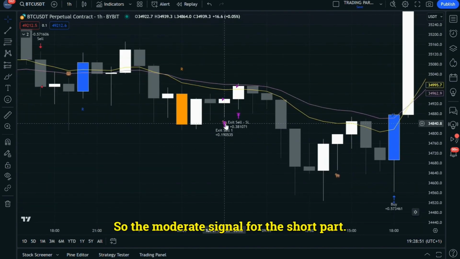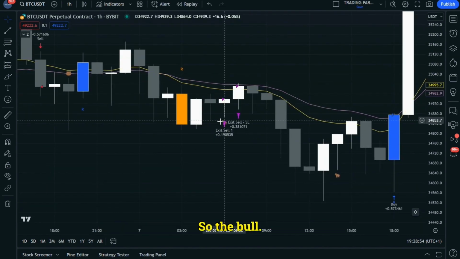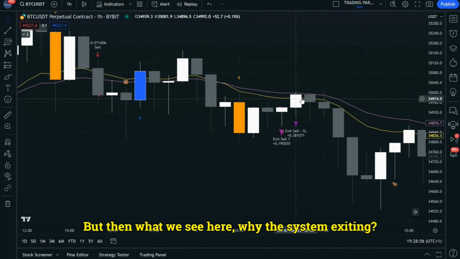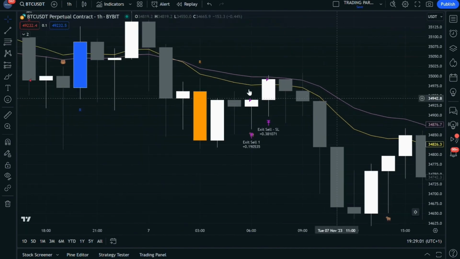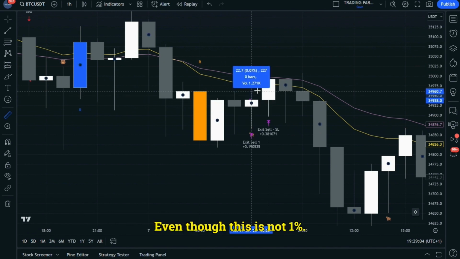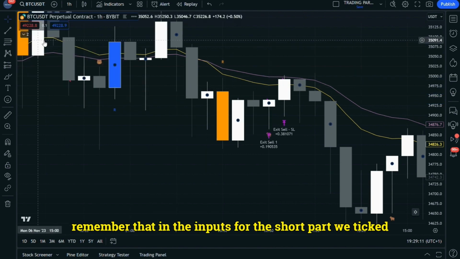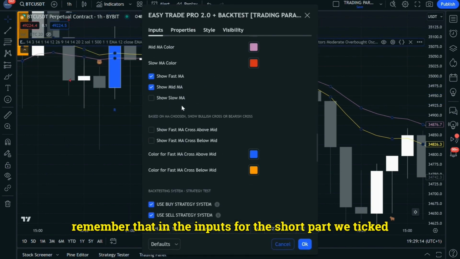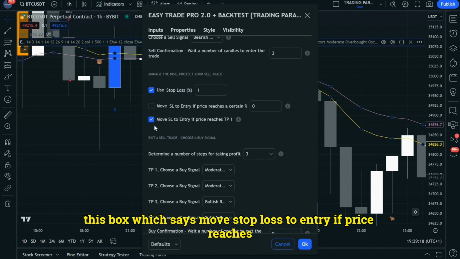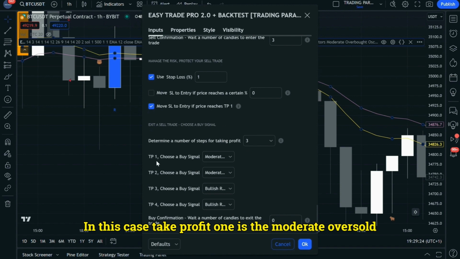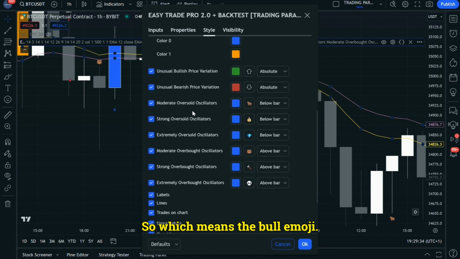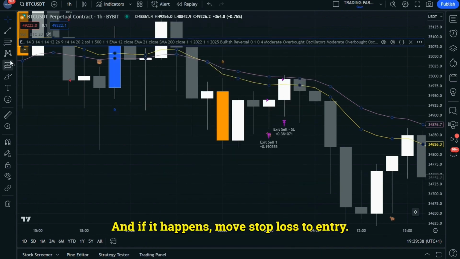First take profit, the bull, so the moderate signal for the short part, so the bull. But then what we see here, why is the system exiting here on stop loss, even though this is not 1%. Whoever paid attention during the video will remember that in the inputs for the short part, we ticked this box which says move stop loss to entry if price reaches take profit 1. In this case, take profit 1 is the moderate oversold indicator, which means the bull emoji, and if it happens, move stop loss to entry.